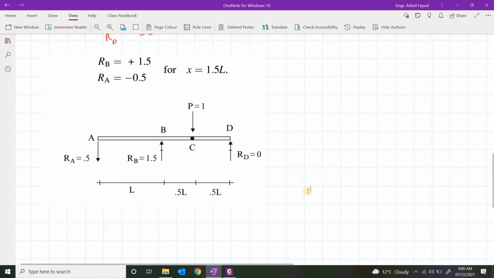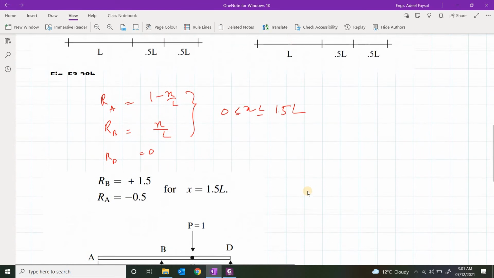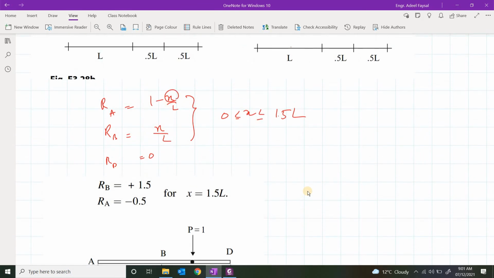So when the load is exactly at the hinge, RD is still 0, because the only way you can produce some RD would be if the load just enters the CD span. So RD is still 0, and these are the reactions RA and RB. You can get these reactions by putting x equal to 1.5 L in these expressions. When you put x equal to 1.5 L, what should you get?